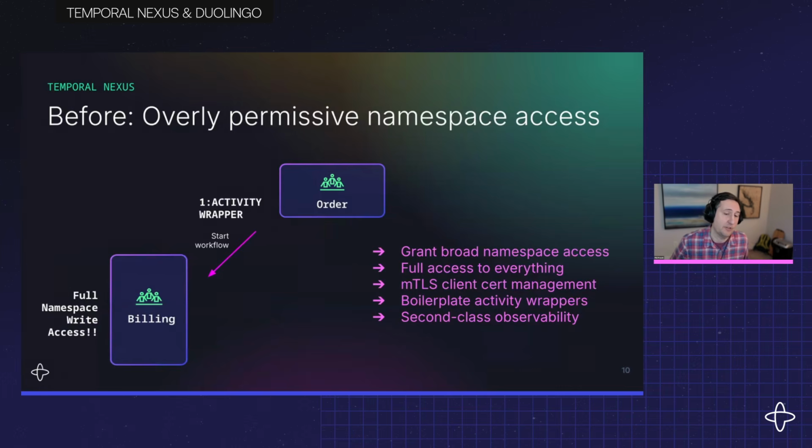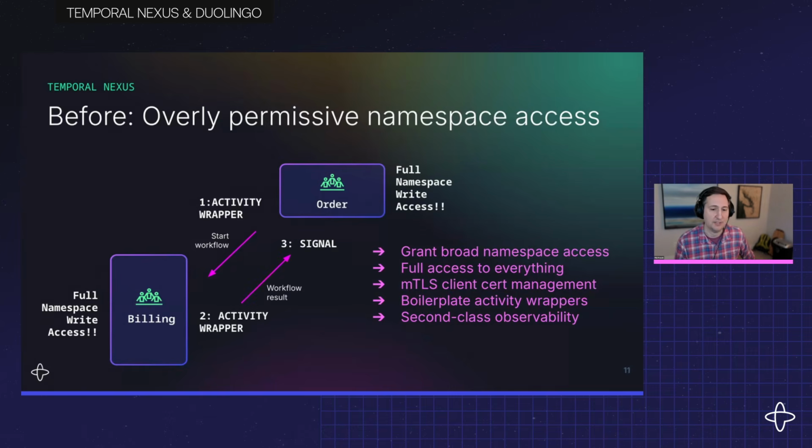If you use an activity wrapper to target a remote namespace directly, you can do that. Use an mTLS client cert that you have to have for every single target namespace you want to talk to, and you have to rotate them. And you have to get full namespace write access on all those target namespaces, which is overly permissive as far as access goes. So not a great security posture. And then on top of it, you have to write these activity wrappers. You have to run them in every namespace. You don't have integrated observability. And this is just a naive example where you're synchronously blocking on a potentially long-running billing workflow that's going to be doing a bunch of steps and that kind of thing.